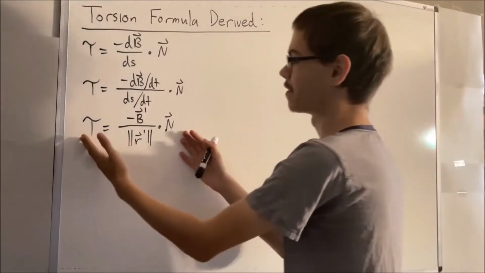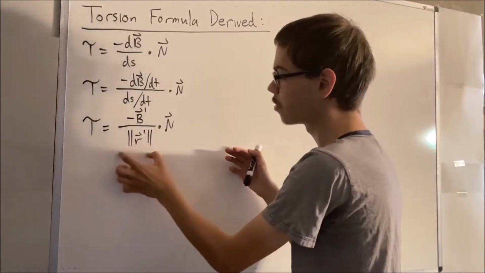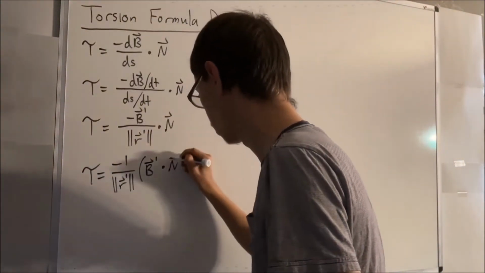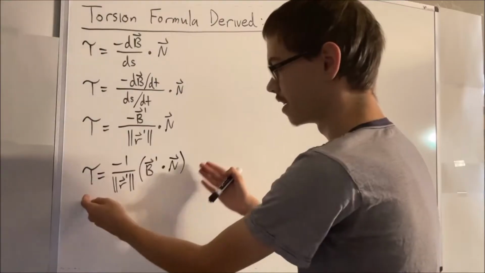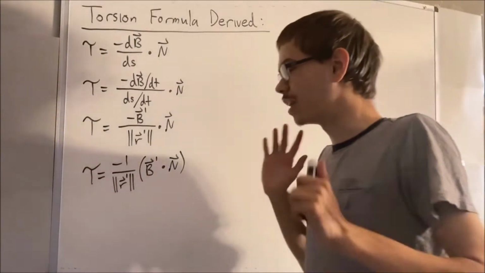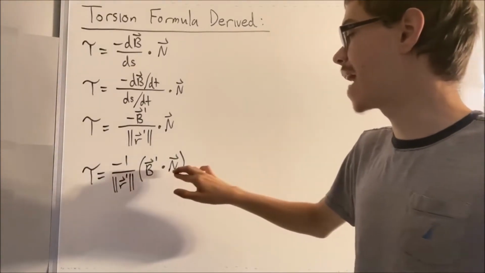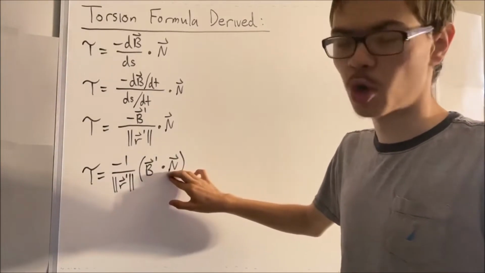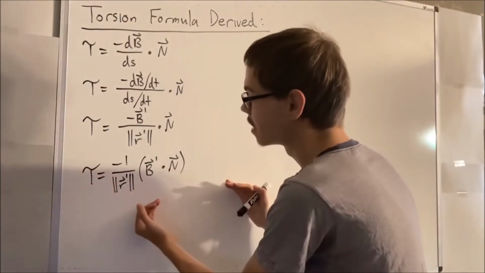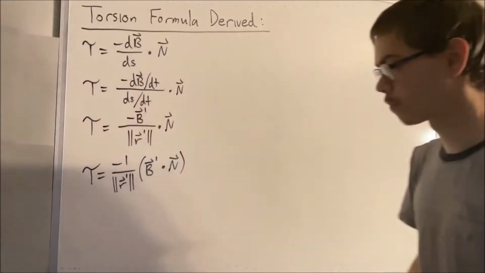So this is what we have now. But really, this is a dot product, so we can pull out the scalar to the front. And this is where we're at. So now what we need to do is express b prime and n in terms of the position vector. And then simplifying whatever that is, we will get to the formula for torsion that we're looking for.